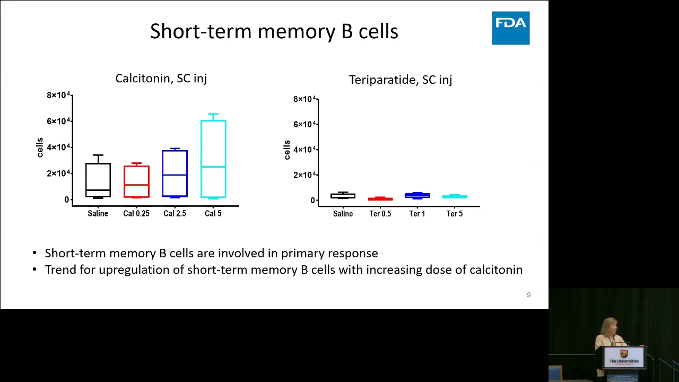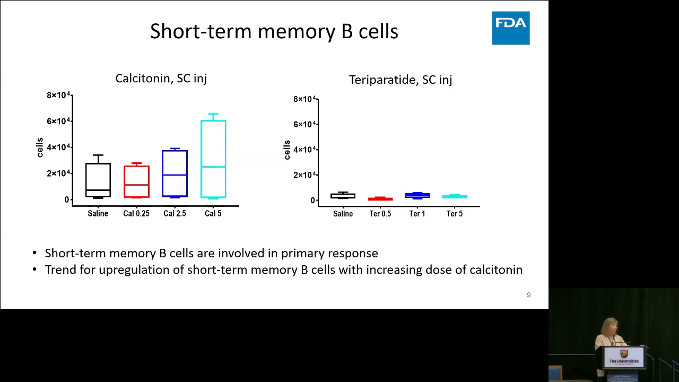So all of these are splenic cells that we're looking at. So if we look at short-term memory B cells, in the teriparatide group, what you see is that the teriparatide-treated mice are not in any way different from the saline-treated mice. And if you look at the calcitonin-treated mice, what you see is an increasing trend of having more short-term memory B cells as compared to saline. So here they're about equal, but it goes up as the dose goes up.